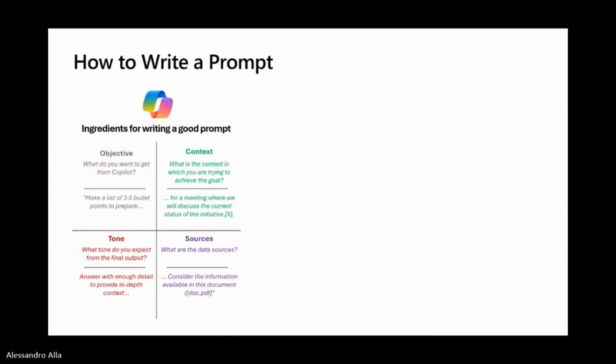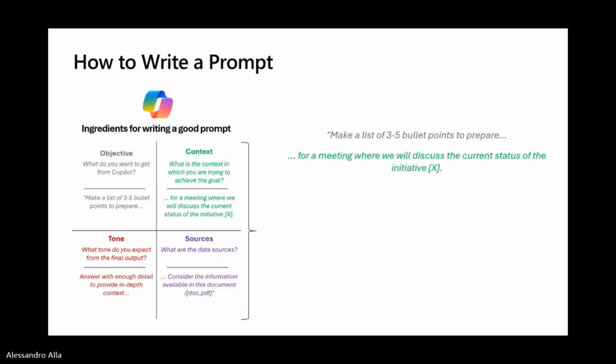So let's see now how to write an effective prompt. There are 4 ingredients that help write a good prompt. The first one is define the objective, what you expect Copilot to return as an answer. For example, give me a list of 5 points. Next, you need to describe the context in which you are trying to achieve this goal. Continuing the previous example, it could be a status update meeting for specific initiatives.